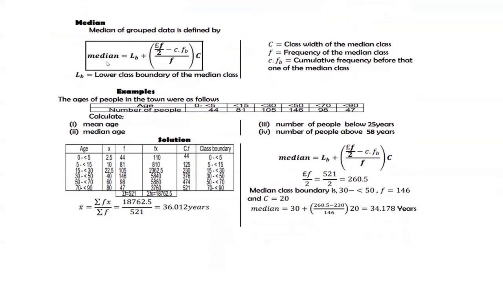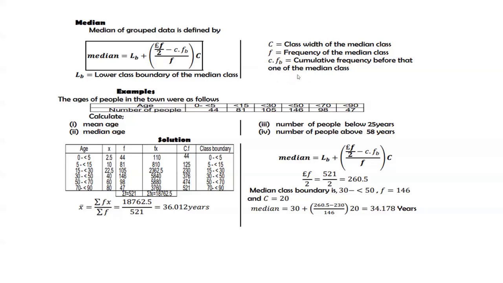So if you have grouped data, you are going to use this formula: the lower class boundary of the median class, plus the total frequency divided by 2 minus the cumulative frequency before the median class, everything divided by the frequency of the median class, times the class width of the median class. That is C. As I've already said, B is that, C is that, frequency is that, then this is the cumulative frequency before the median class.